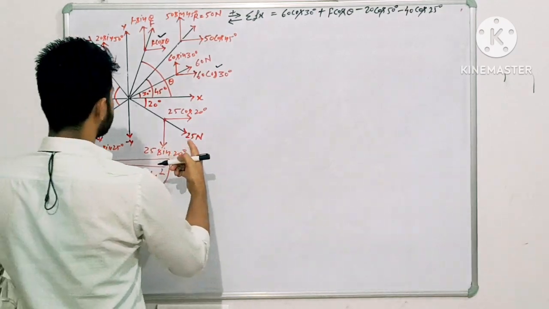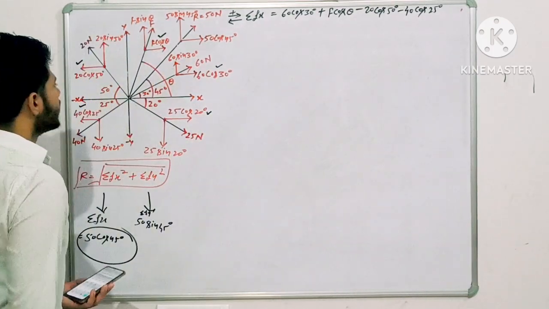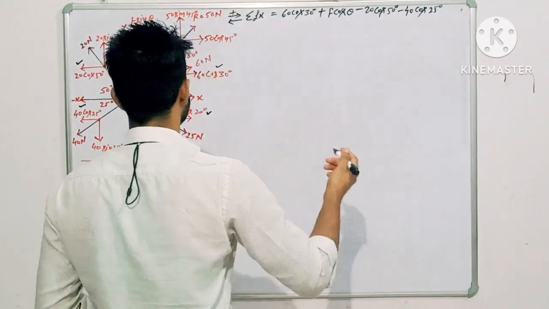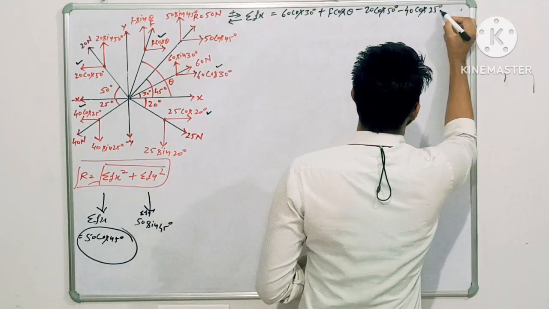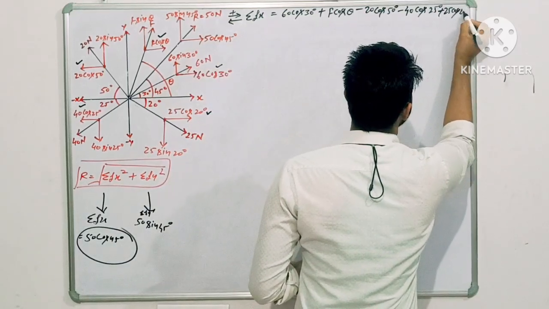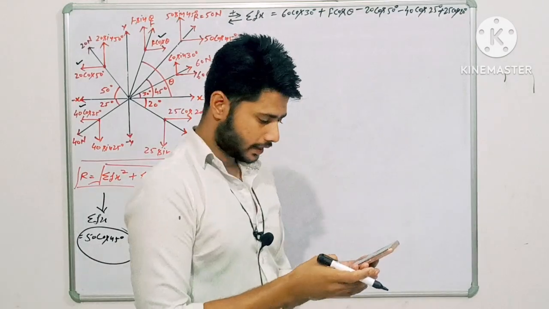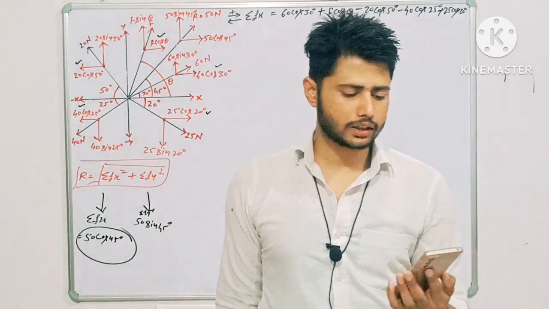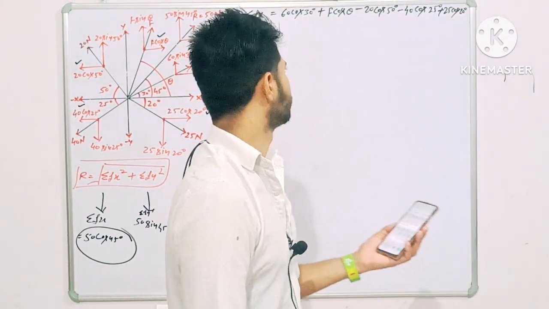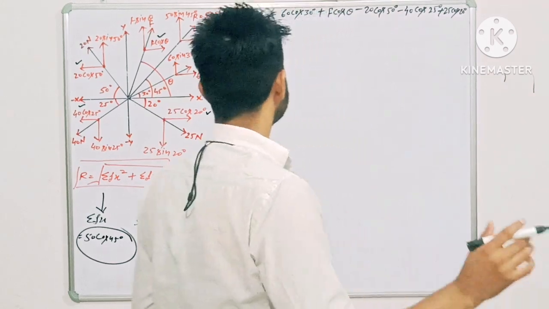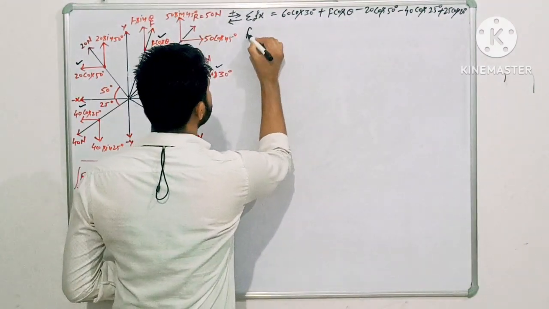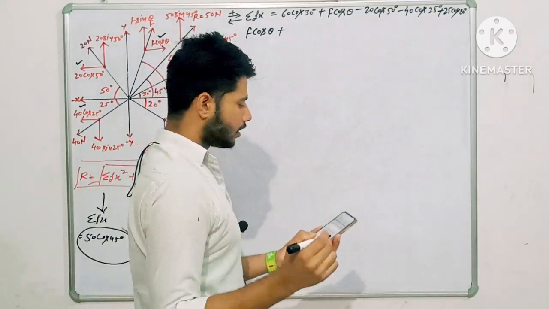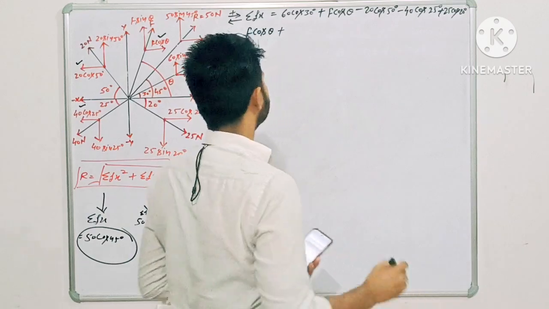Now next is this: 25 cos 20 degrees is going in the right direction, so you have to take it positive, plus 25 cos 20 degrees. So I am adding plus 25 cos 20 degrees. Your answer is 26.345 Newton. Now we are adding this F cos theta, plus our answer 26.345.